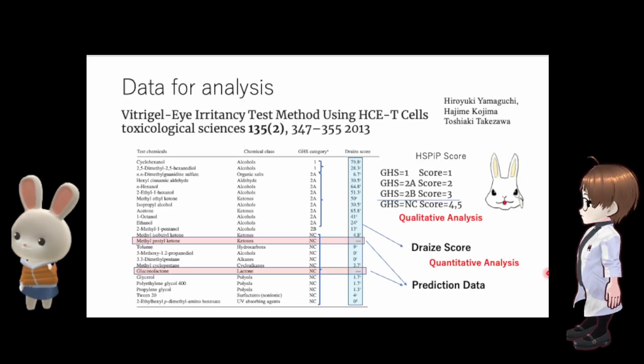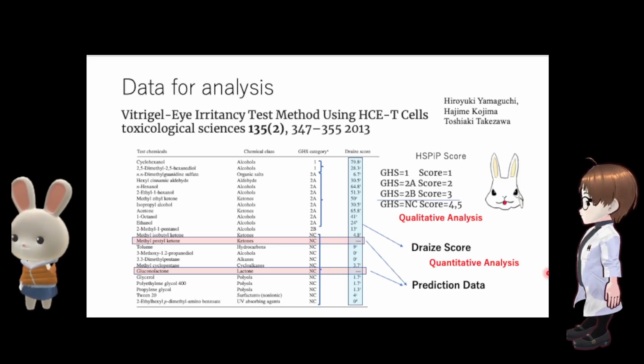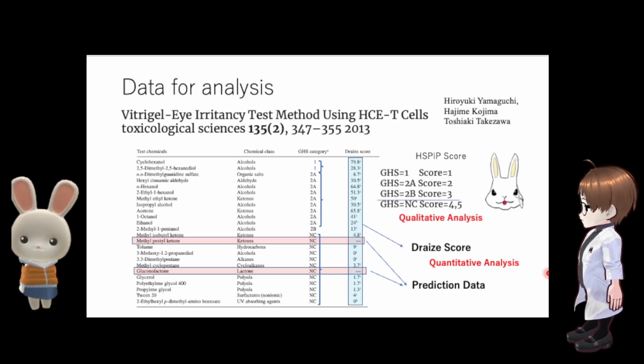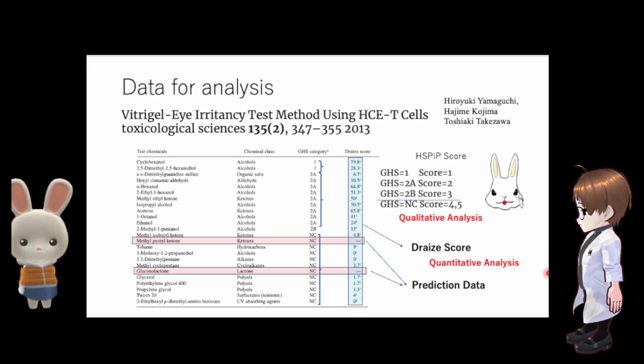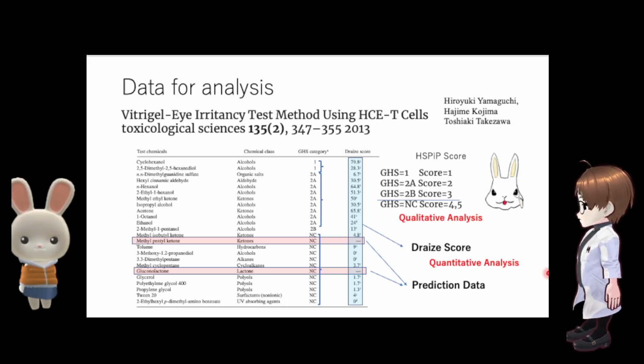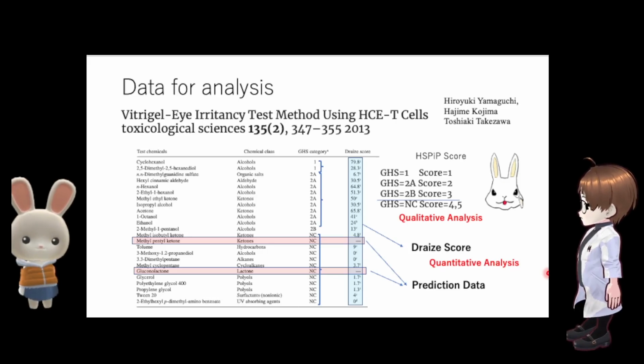In this tutorial, I will use this paper as an example for analysis. Let's try two methods of analysis, qualitative and quantitative. The qualitative analysis method predicts where the GHS category will be. The quantitative analysis method tries to analyze how many Draize score will be.